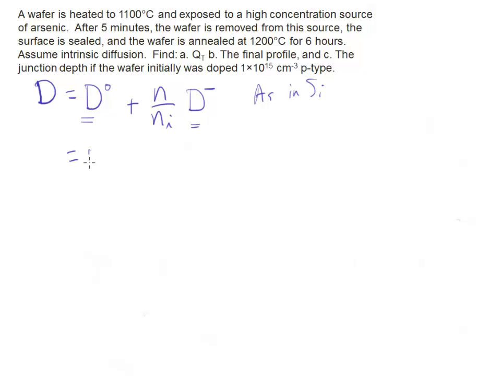So the first one, or I have to include those two terms, is D0 times Euler's constant e to the E sub A activation energy 0 over kT value plus again n over n sub i times the diffusion coefficient D0 minus, these are both going to be from the table, e to the minus E sub A minus over kT.